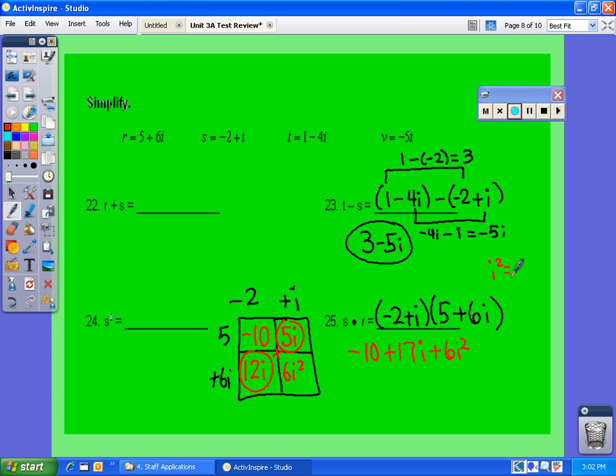Remember, i squared equals negative 1. So you're really going to change this to negative 1. When you multiply this, you wind up getting negative 6. So it's negative 10 plus 17i minus 6. Combine your like terms, and your final answer is negative 16 plus 17i. Just really, really be careful in everything that you're doing.